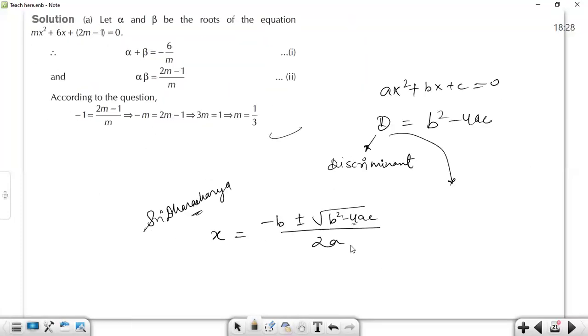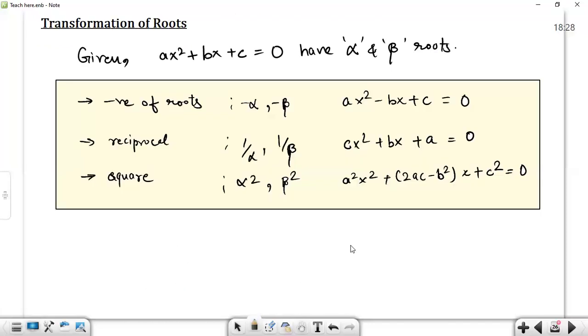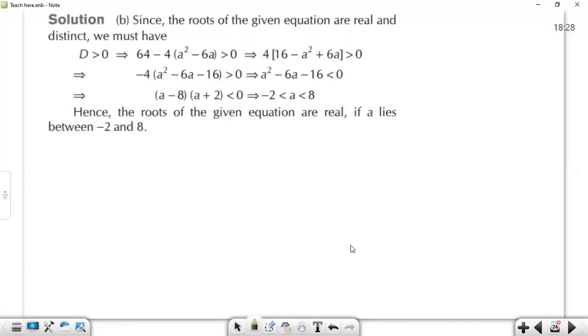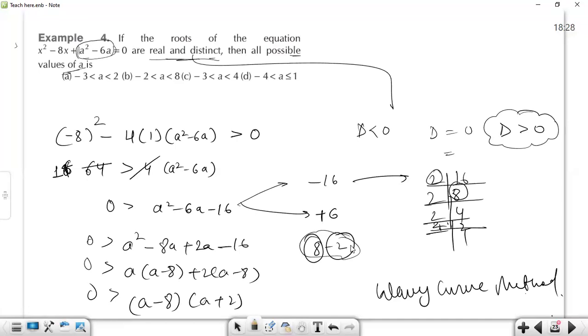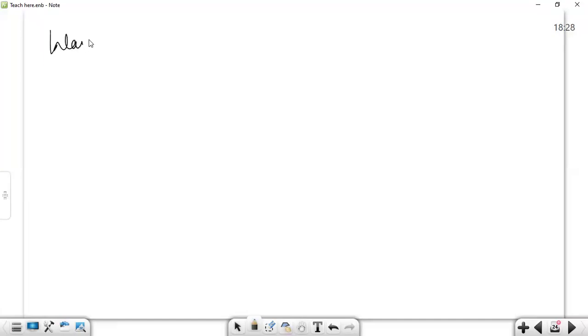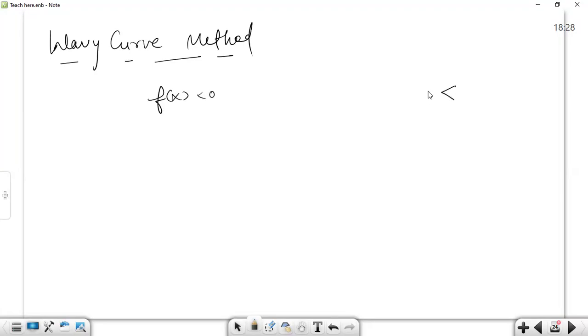Okay, so let's understand it here only. The wavy curve method is used to find out the limit of any variable. So in the wavy curve method, first we need to find out the factors. If there is any given function with an inequality like less than 0 or something like that, then first let's understand what this is.